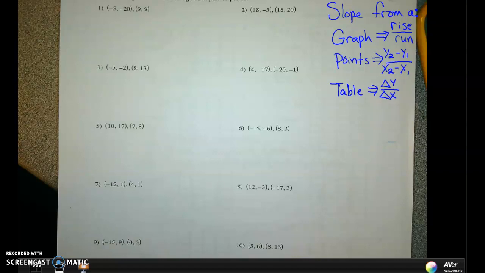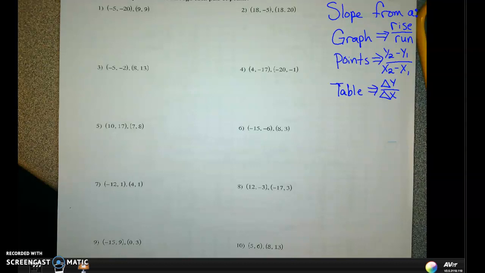Okay guys, let's go ahead and look at how to find slope. On the first side, you were finding slope from points. Now keep in mind over on the right, here's a reminder of the 3 ways to find slope. We've already covered from a graph, where you look at rise over run.